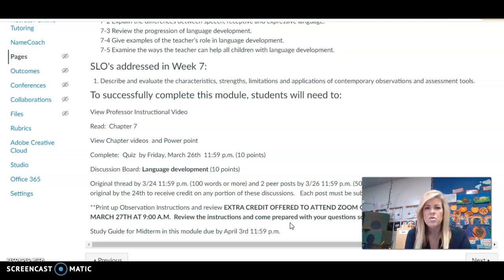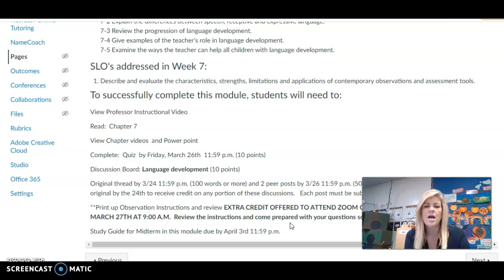And then also in Module 7, I housed your study guide for the midterm. The midterm is due by April 3rd at 11:59. Okay, we have a midterm and we have a final in this course. I give you a detailed study guide for both of them. Something that is a little bit different than the quizzes is that you get two chances to take your quizzes. Your midterm and final, you only have one attempt.